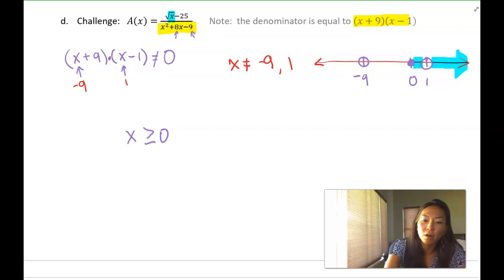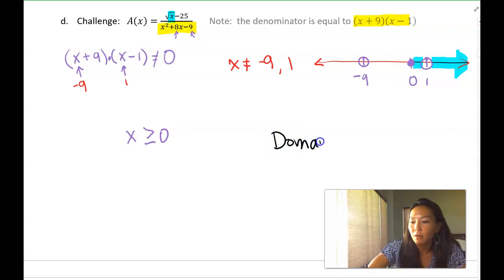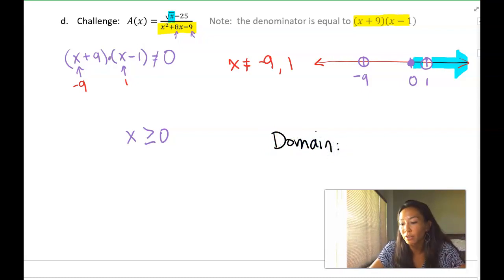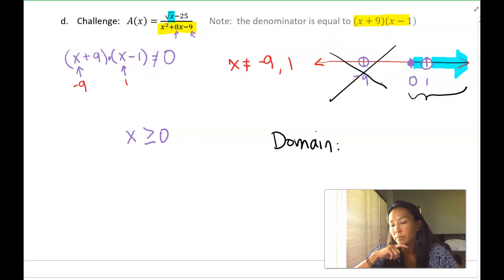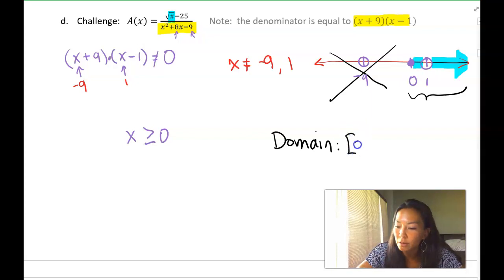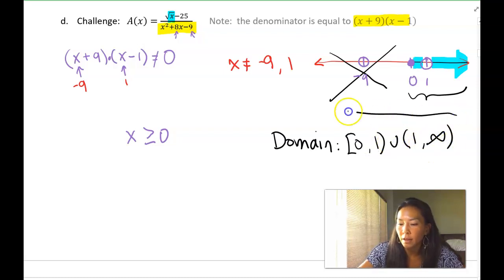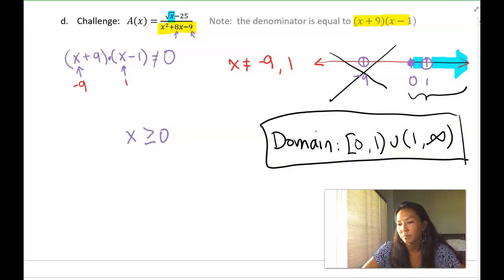Okay, so now we're going to put this all together and list the new domain. The new domain is going to be whatever I've shaded, meaning from here to here, and that's it. Now, I do have a puka at 1, and do I even have to worry about this side? No need, because that doesn't exist anymore because of the radical. So I'm going to start at 0, include it. I'm going to go to 1, and then I'm going to go from 1 to infinity. And that is my domain. On this side is positive infinity. All right, hopefully that makes sense.